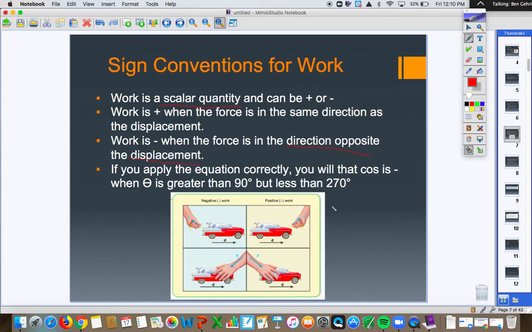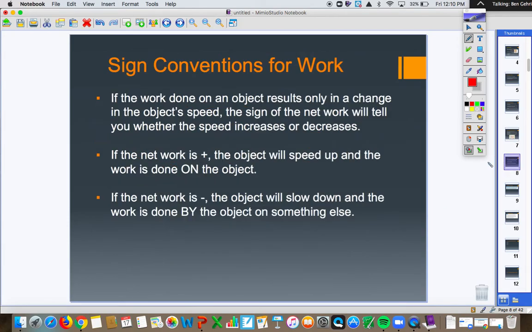If we apply the equation correctly, we'll see that cosine is negative when theta is greater than 90 but less than 270. So if you use the equation right, you can get your numbers out of that. But if you are helping the object to move, you are doing positive work. If you are hindering the object from moving, you are doing negative work.